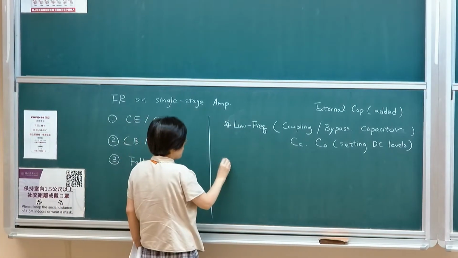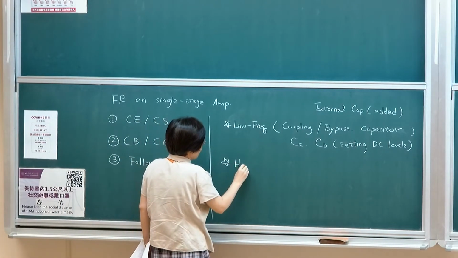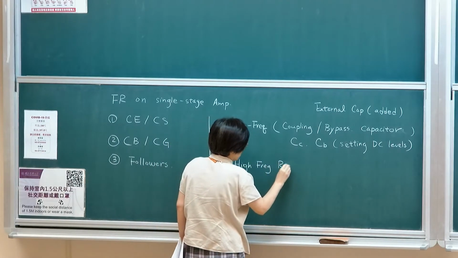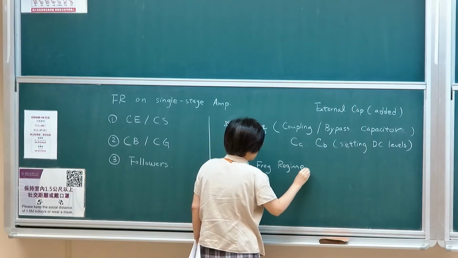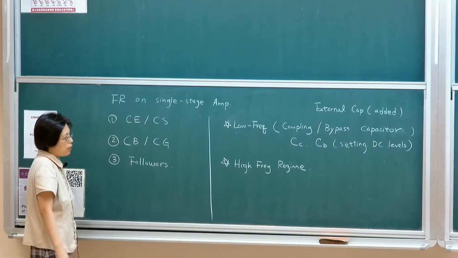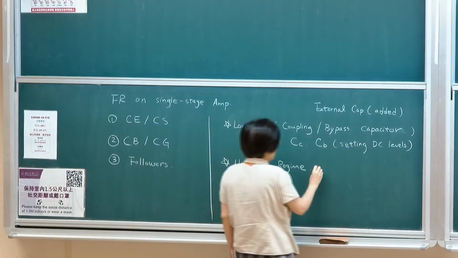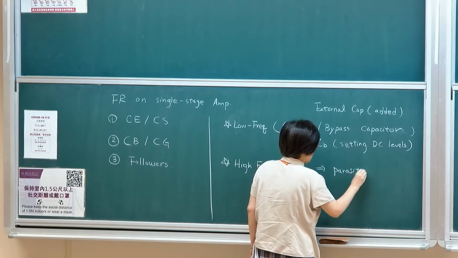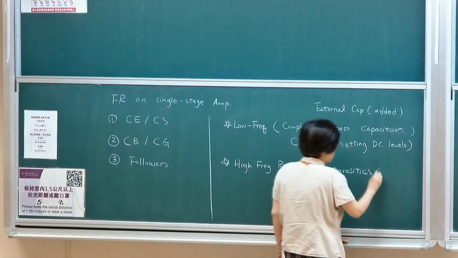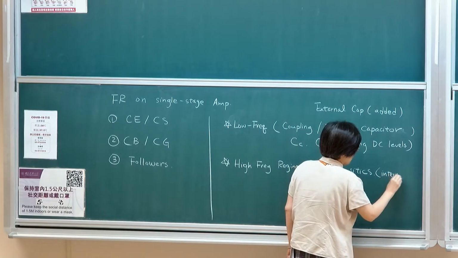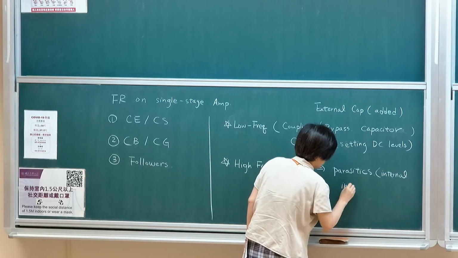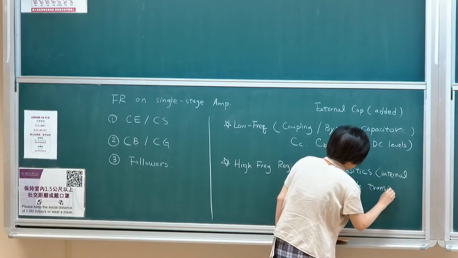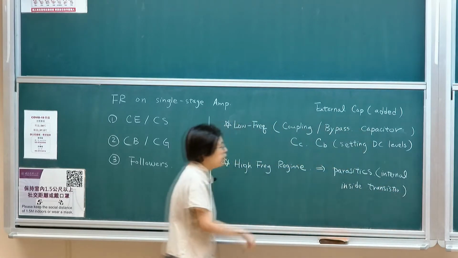And for the high frequency part, we call it the high frequency regime. So we separate the discussion into high frequency and low frequency. In the high frequency regime, what happens is that you need to consider parasitics. That means that it's internal, inside transistors. So they come with the transistor. Once you build a transistor, these are the things that come within the transistors.